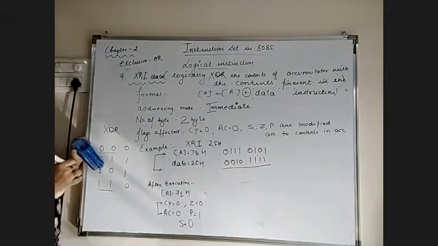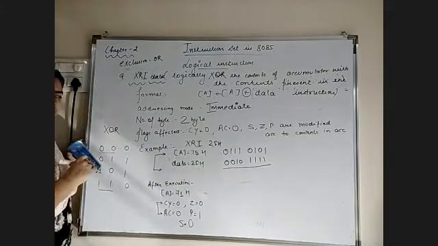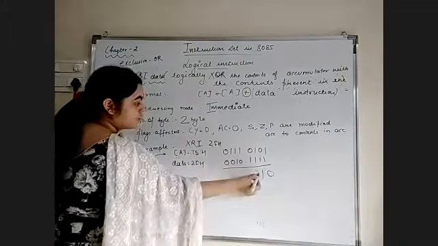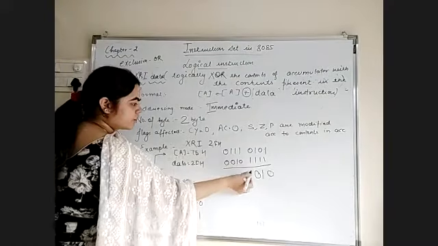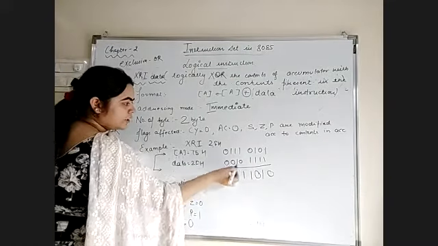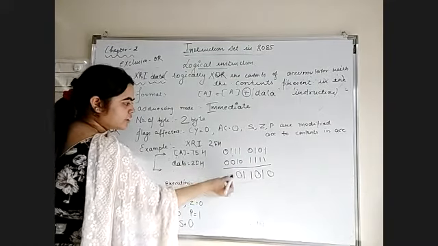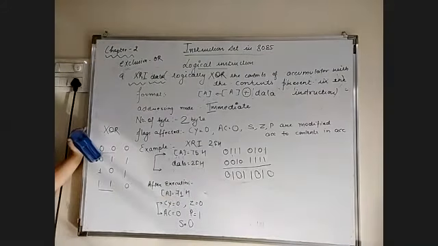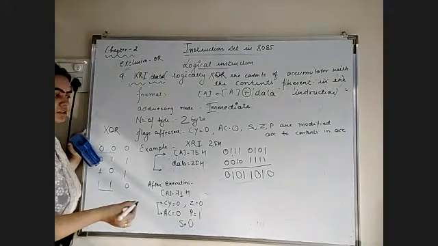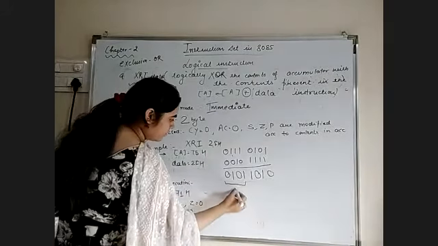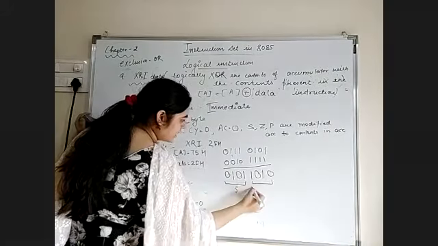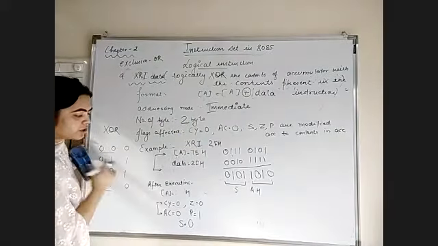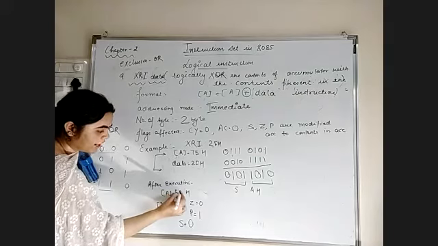Now apply the logical XOR operation. 1 XOR 1 is 0, 0 XOR 1 is 1, 1 XOR 1 is again 0, 0 XOR 1 is 1, 1 XOR 0 is 1, 1 XOR 1 is 0, 1 XOR 0 is 1, 0 XOR 0 is 0. So after the execution of this instruction, this is 5, this is A. The contents in the accumulator will now be 5AH.